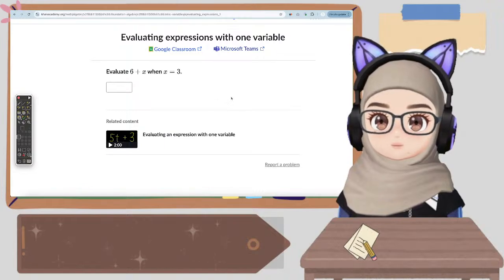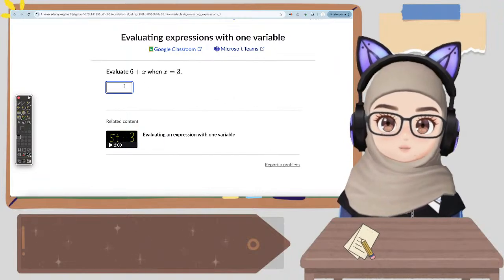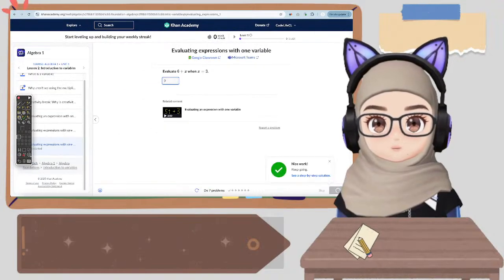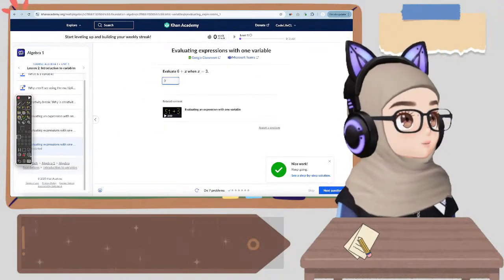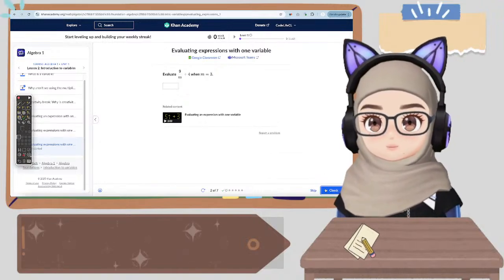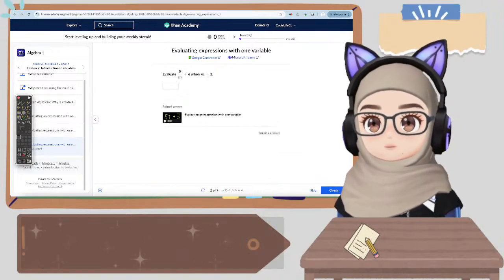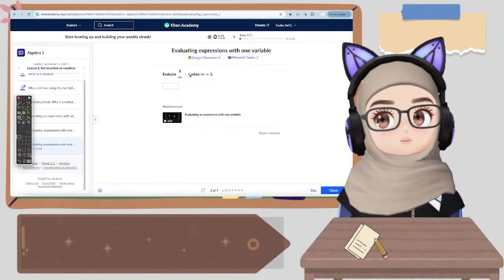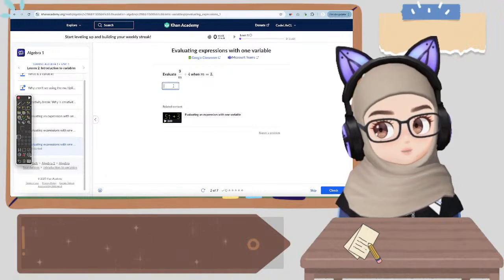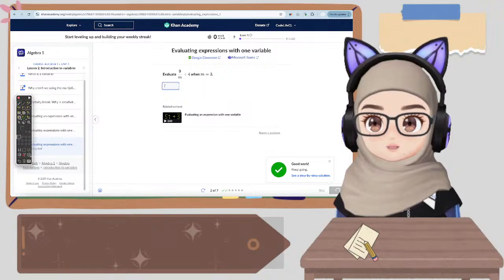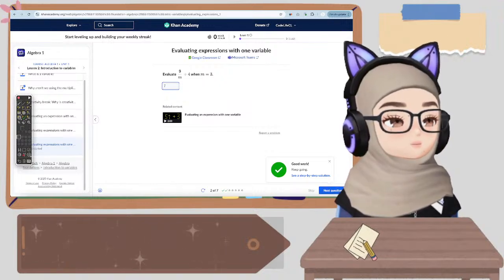So 6 plus 3 is 9. Cool. Where do I check? Oh god. That was loud. Next. 9 divided by 3 is 3 plus 4 is 7. I think. Let's check. I guess we were right.